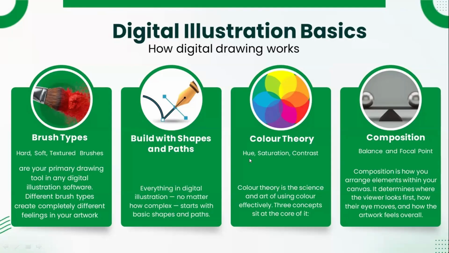Then the color theory. As we taught earlier today, you need to understand color theory, how to blend colors together. It's very important to do saturation, contrast, and also the composition, the balance and focal point. Yes, we need to balance the images and make sure that one part is not having excess of one property than the other. Composition is how you arrange elements within a canvas. It determines where the viewer looks first, how the eye moves, and how the artwork feels overall.